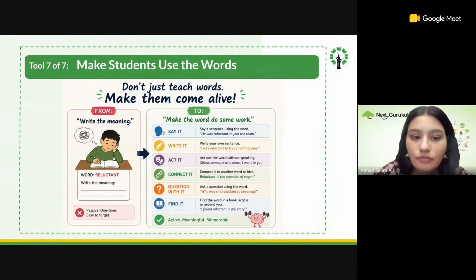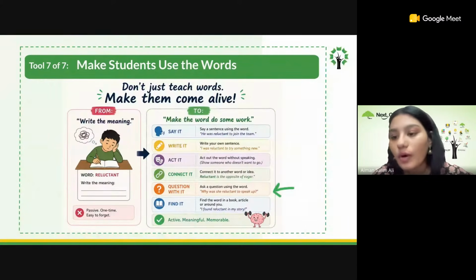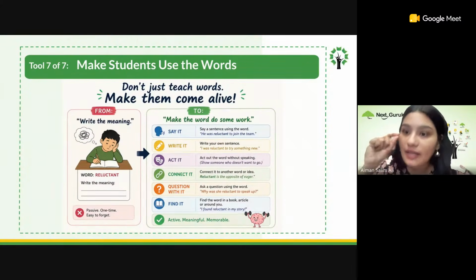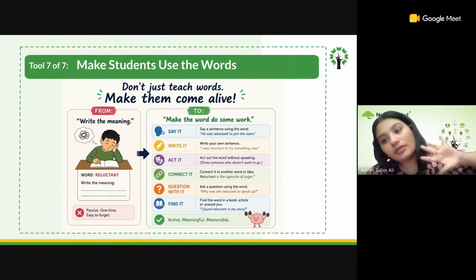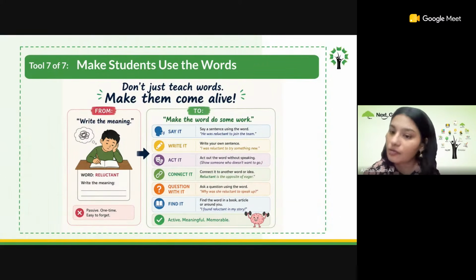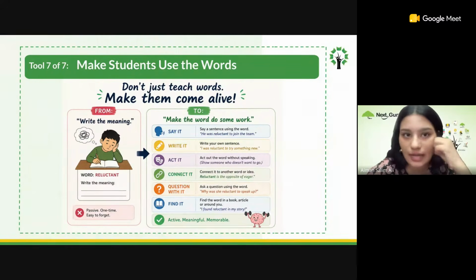Now, let's say my student is able to create a question out of a word that I introduced in the classroom. My next assignment will not be to say that word. My next assignment to them will be to find the word in a book or an article that they are reading, or maybe in the newspaper. Tomorrow's newspaper, find this word, and come back the next day and show it to me. Or come back with a similar meaning in the newspaper and show it to me. So this is a strategy which you have to use very, very smartly in your classroom.